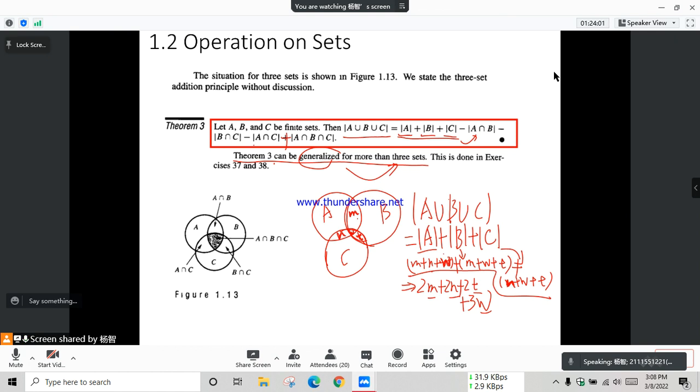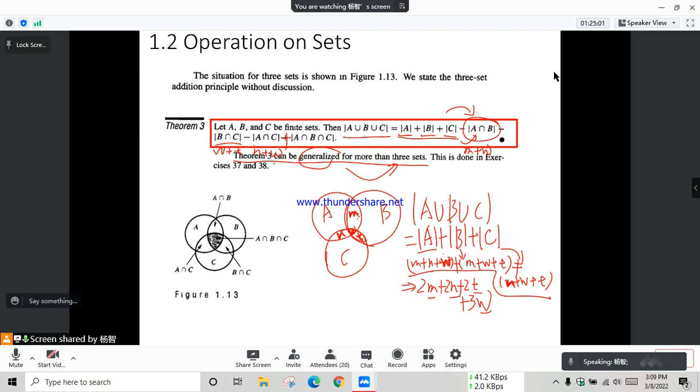Alright? So look at the intersection of A and B. We just subtract this. The intersection of A and B is M, and the center is W. So when you subtract the cardinality of the intersection of A and B, it means you subtract M and W. When you subtract the intersection of B and C, it means you subtract W and T. When you subtract the intersection of A and C, it means you subtract N and W.